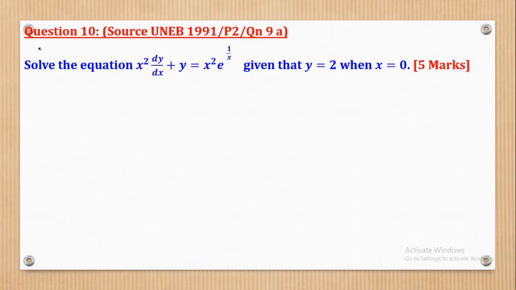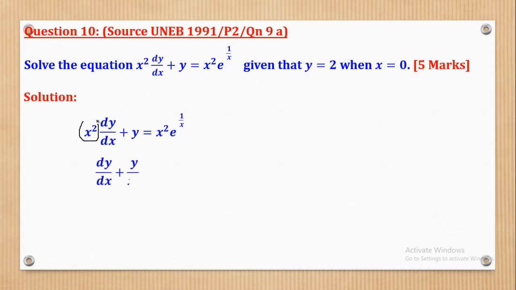So now we shall go to question 10, which came from UNEB 1991, paper 2, question 9a, and says, solve the equation this, given that y is equal to 2 when x is equal to 0. So here the equation is x squared, meaning I have to first make it positive 1 by dividing throughout by x squared to come up with that. Then p is equal to this coefficient, which is 1 over x squared, which is that.